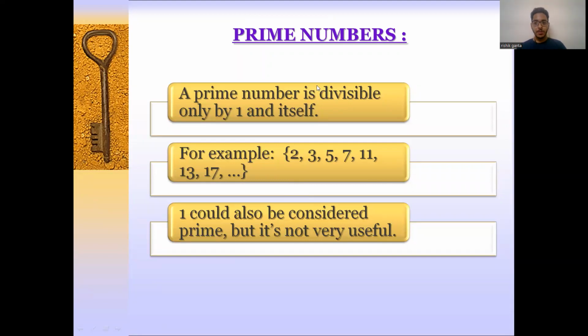Prime numbers. So coming to prime numbers, a prime number can be defined as a number which is divisible only by 1 and itself. It has no other factors. For example, 2, 3, 5, 7, 11, 13, 17 and so on are examples of prime numbers. 1 can also be considered as a prime number, but it is usually not very useful.